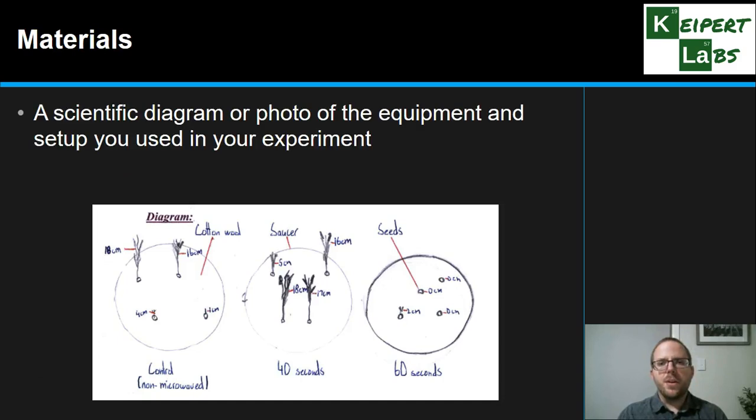So then we get to our materials. A scientific diagram or perhaps a photo of the equipment and setup that you used in your experiment.